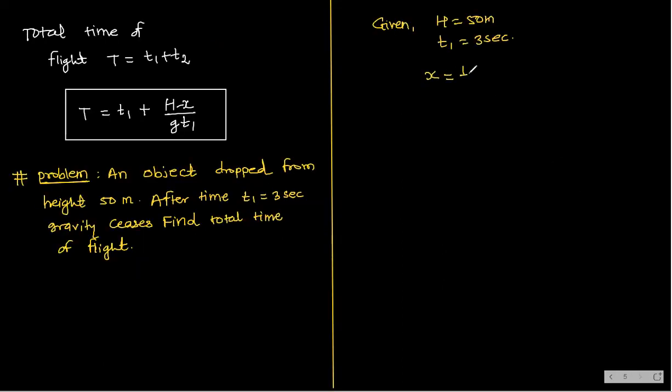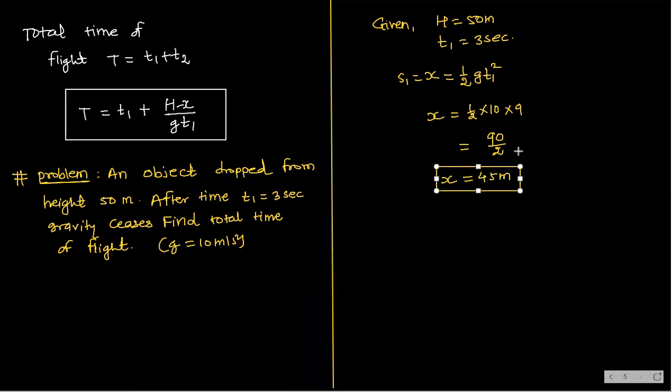Now what is the formula? X is equal to S1, no? S1 is equal to half g T1 square. So X is equal to half into 10 into T1 square; take g as 10 meter per second square. Half into 10 into 3 square, so 9, you are getting 90 by 2. Check it once, please. So X is 45 meter.